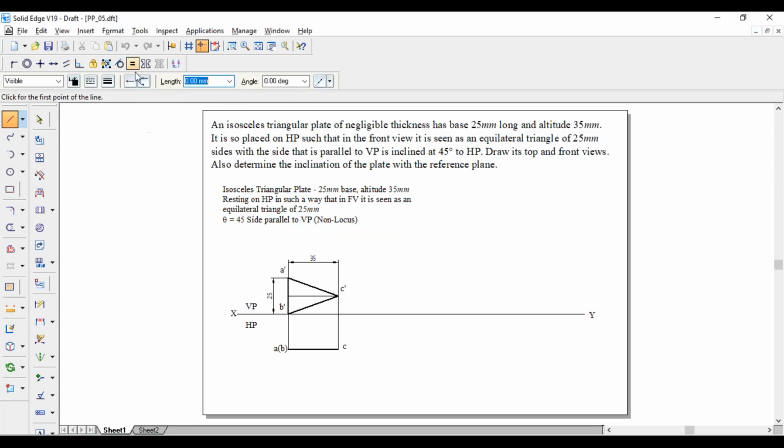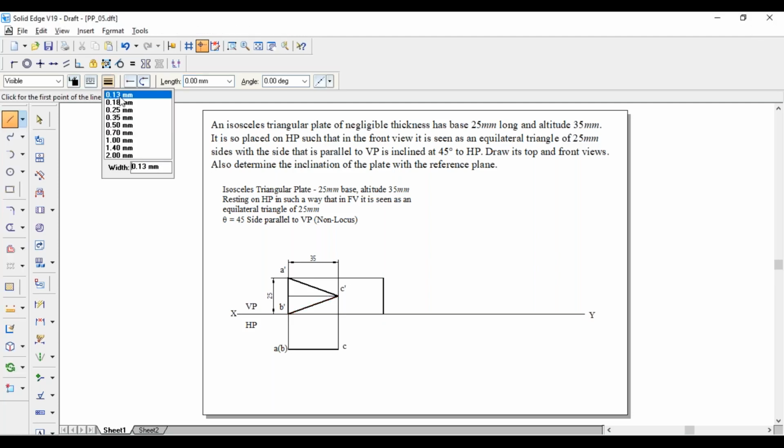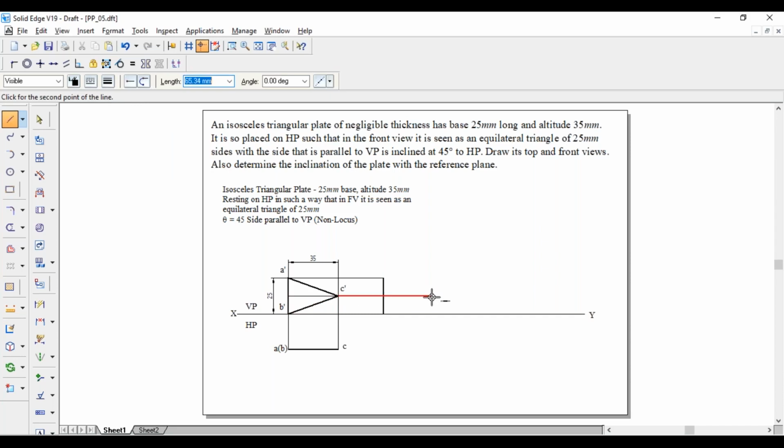From this position, draw a horizontal line and project this one. b, if you project, will also be on the XY line only. Draw the thick line. Next, project from c dash also. Now use the arc method, because all three sides should be 25 mm. Take an arc with center point from any one end of this line, and draw an arc of 25 mm radius to intersect this horizontal. Wherever it intersects, that will be c dash. Join the points.